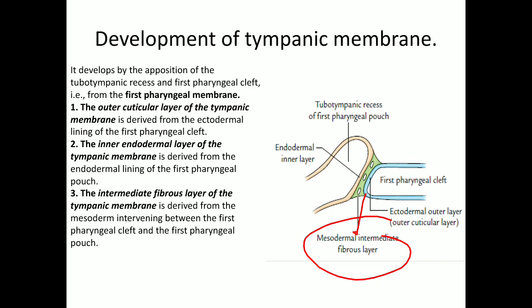mesodermal. And the inner layer of the tympanic membrane is endodermal in origin, because it is formed by the lining of the first pharyngeal pouch. Thus the tympanic membrane is made up of all three layers: ectoderm, mesoderm and endoderm, and this part represents the pharyngeal membrane. So the tympanic membrane develops from the first pharyngeal membrane, which is ecto-, meso- and endodermal.